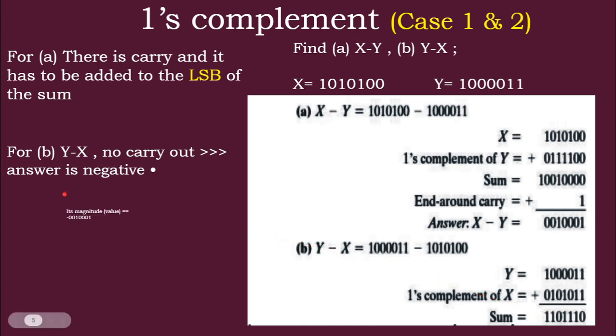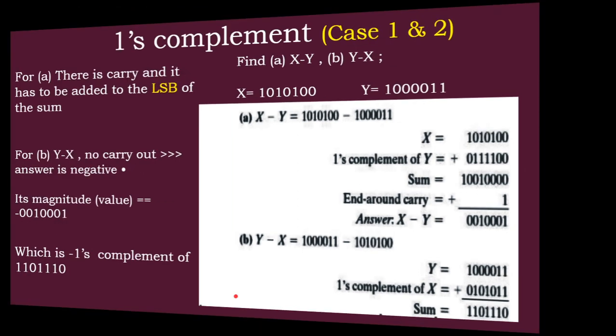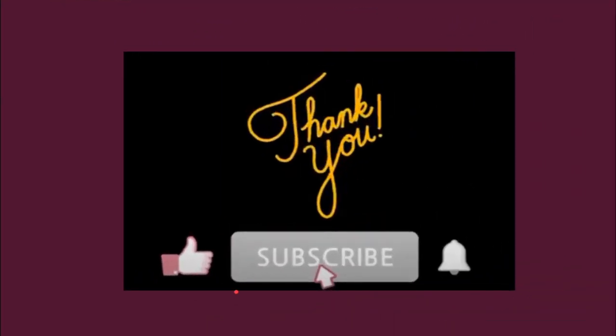So what you have to do is find the magnitude and put the negative sign. So here, take the ones complement of the sum, 110 triple 110, and the ones complement is 001 triple 001, and the sign is negative. So this is how the ones complement is done for case 1 and case 2, where we are subtracting the smaller from the bigger and the bigger from the smaller. So that's all the concept of arithmetic operation using ones complement, nines complement.